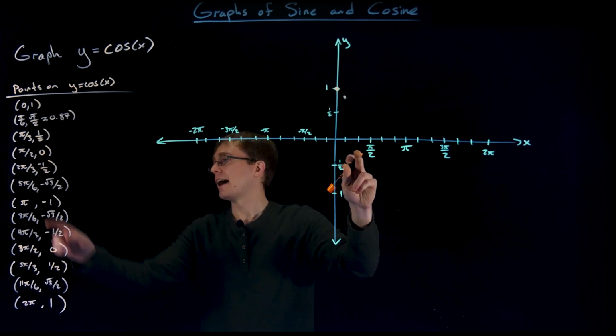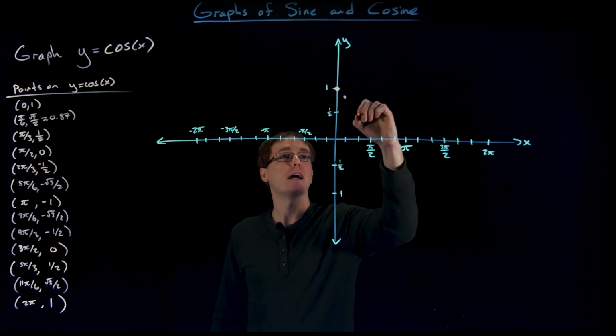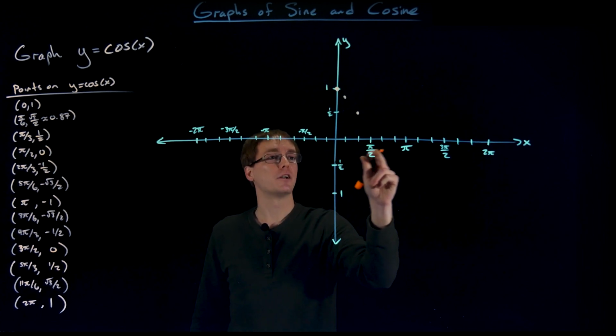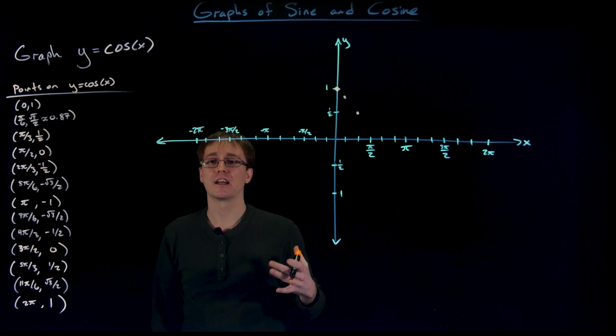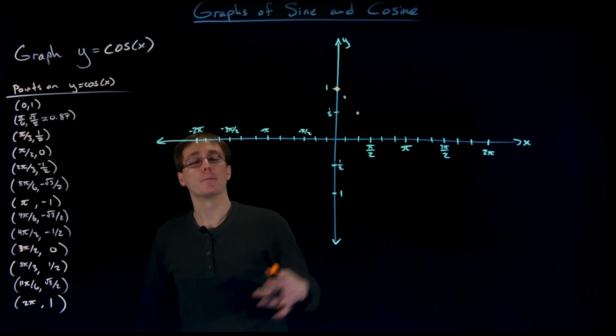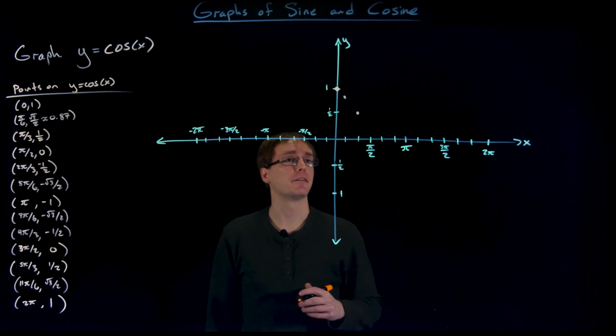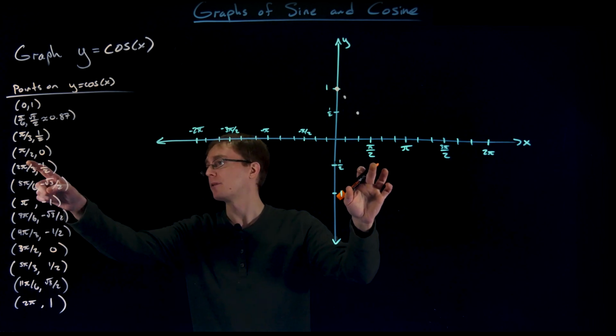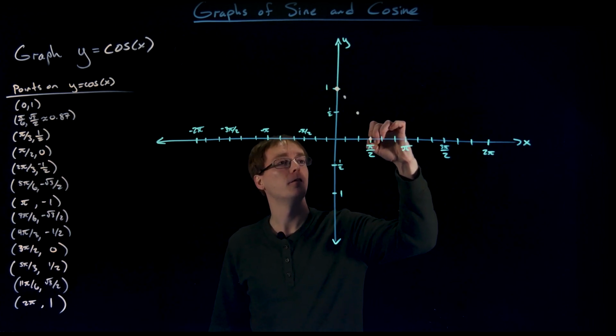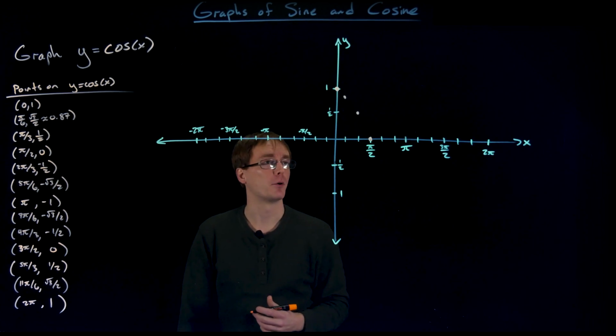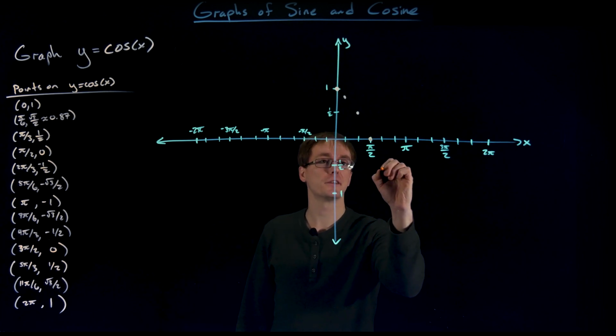After that, we are at pi over 3, where we have an output of 1/2. I'm not labeling all of our x values here, just the more important ones. That'll make it easier to see our graph, I think. The next point we're going to plot is pi over 2, 0. And we're all pretty familiar with plotting points, so let me go ahead and speed through the rest of these.